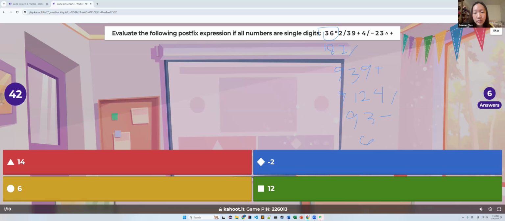And then we have 2 and 3, but we can't use the 6 and 2 because there's no operator that comes immediately after them. We see there's a caret after the 2 and 3, so it'll be 2 to the power of 3, which is 8. So it'll be 6, 8 plus, which is 14. And that is the answer, red. So are there any questions about this?